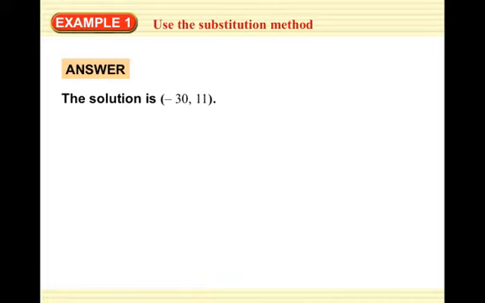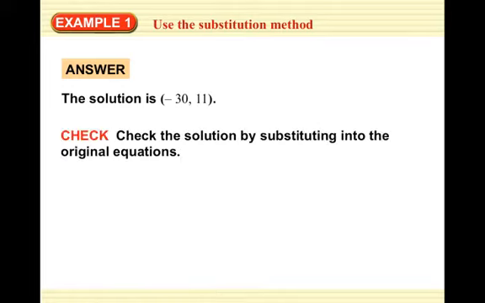Now we want to check this. We check it exactly like we did with the graphing problems, because this means the same thing. If we were to graph those two lines, this is the point where they would intersect. So we're going to plug in x equals negative 30, y equals 11 in both equations and make sure they balance out. Okay, so we're going to check this solution by substituting into the original equations.